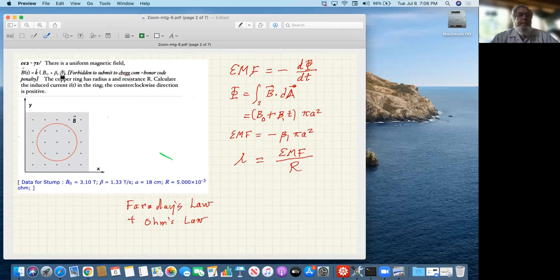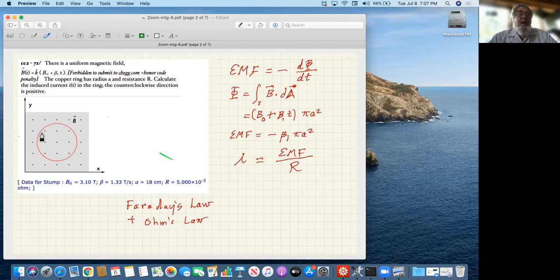You have a magnetic field, which depends on time. It points in the z direction, so it's k hat times (B0 + beta 1 t). You see it has a time dependence. But whenever there's a time-dependent magnetic field, you can expect electromagnetic induction to occur.